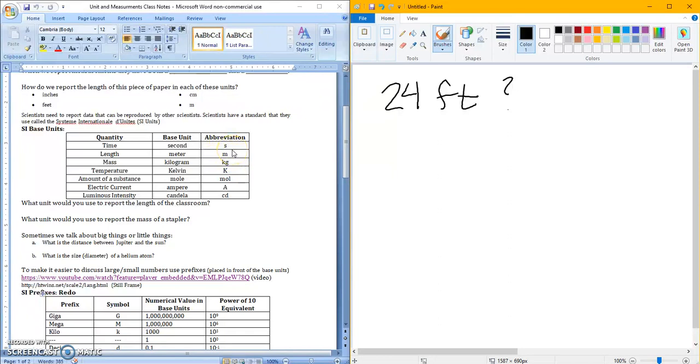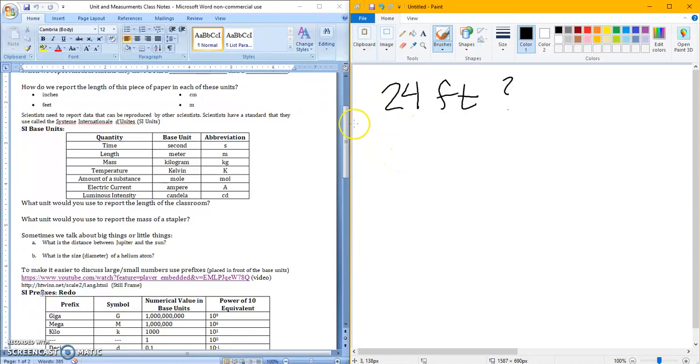Everybody uses the meter. Everybody needs to understand and know how to use the meter because it's what we call our international unit. It's what's used everywhere. And as scientists, we have to be able to communicate with everyone everywhere.